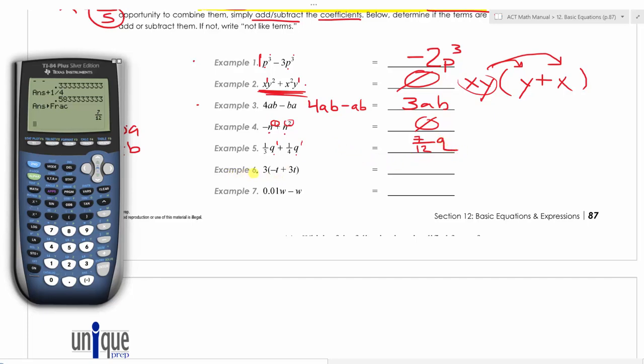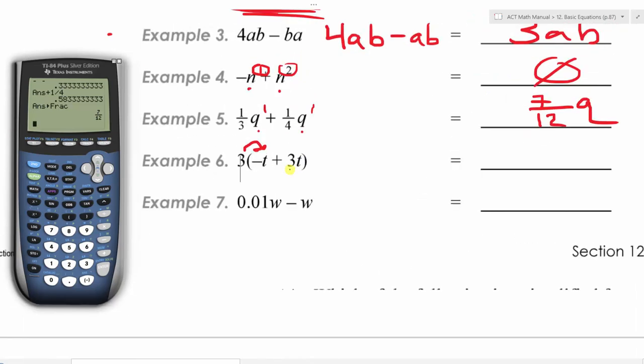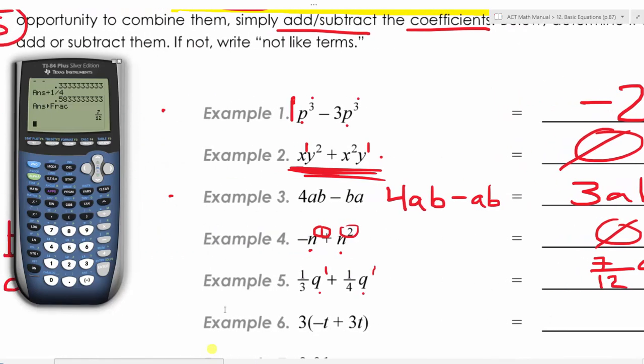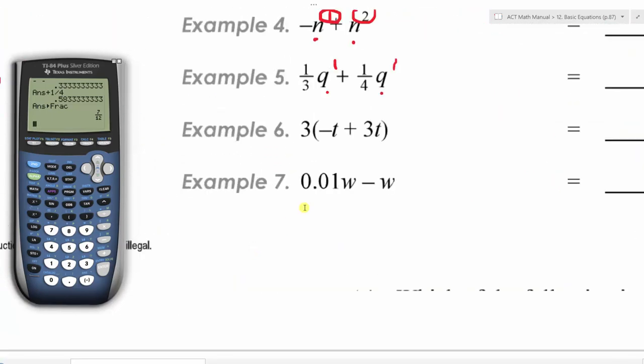Now, example 6. A lot of students immediately look at this as a distribution question where they start distributing this 3. I'm going to zoom in on this a little bit. They start distributing this outside 3 to the inside terms. And if you did that, that's fine. It's not like you're going to get the wrong answer, but you should keep in mind that this also deals with order of operations, and we have parentheses here. And when we're doing order of operations, we always do what is in parentheses first.